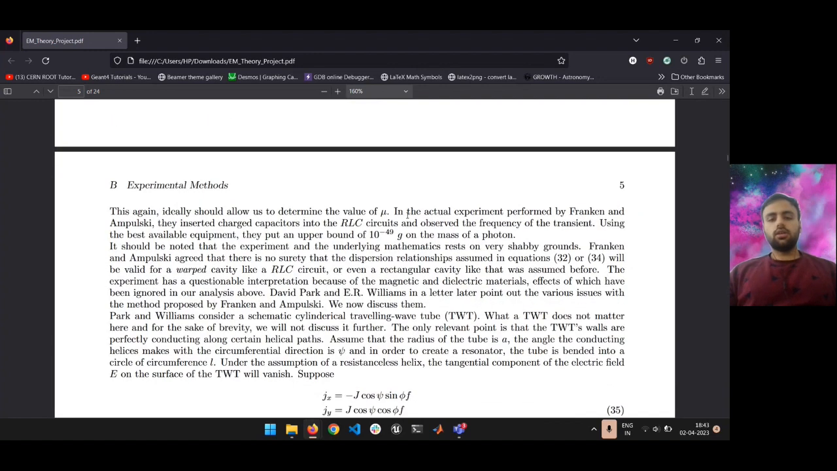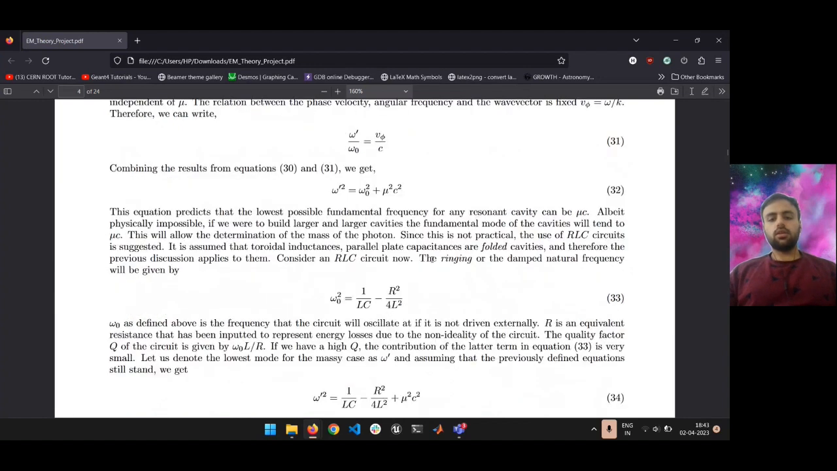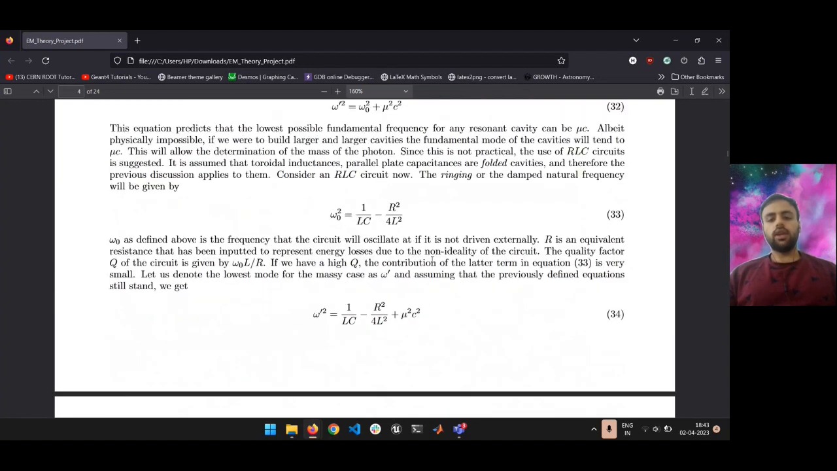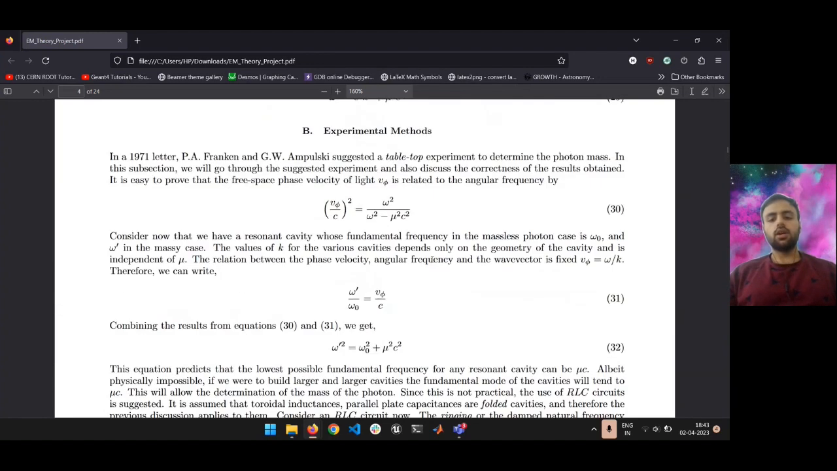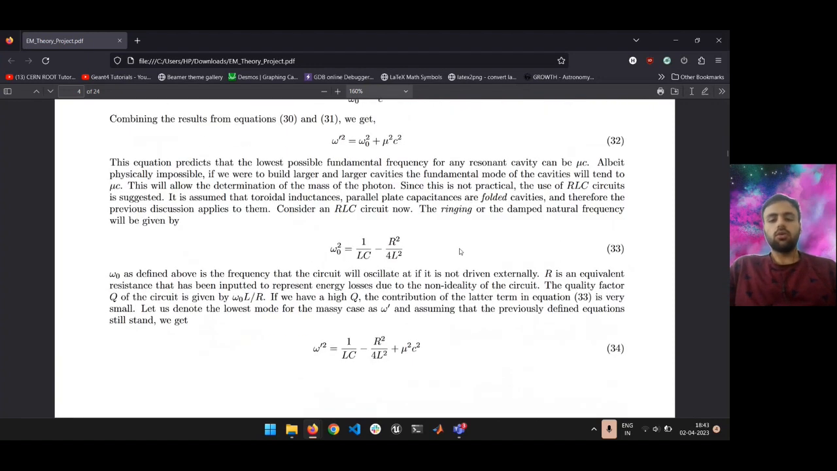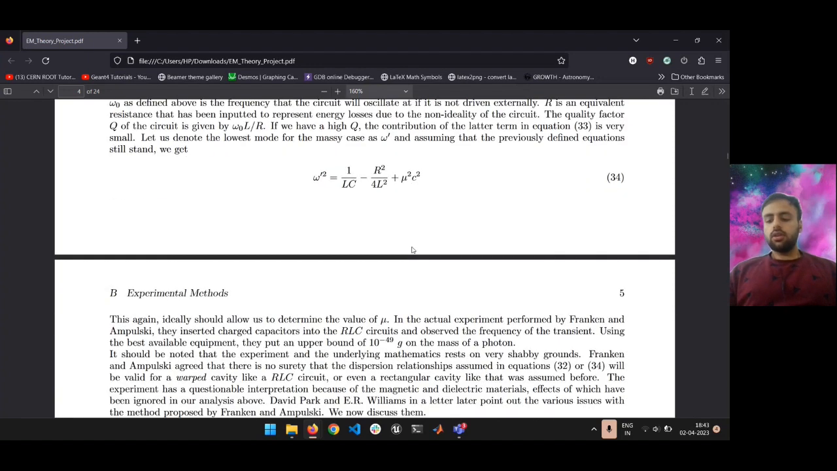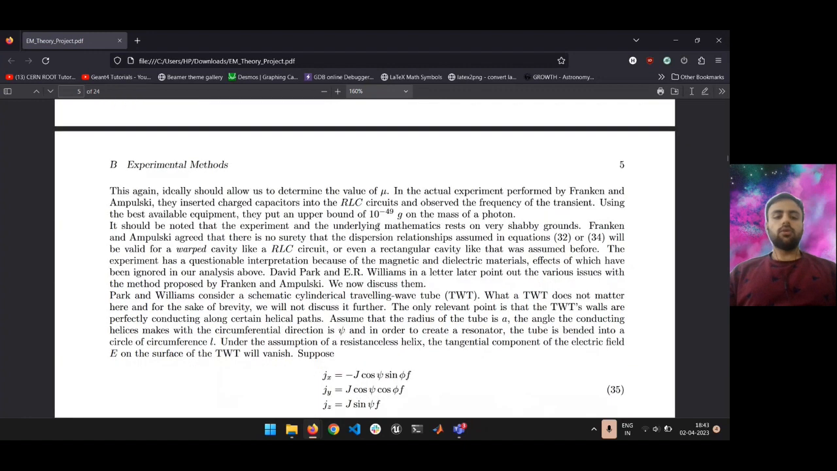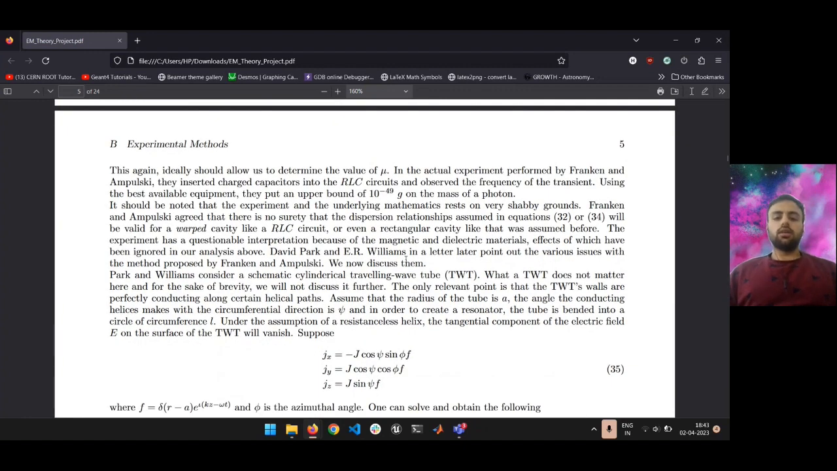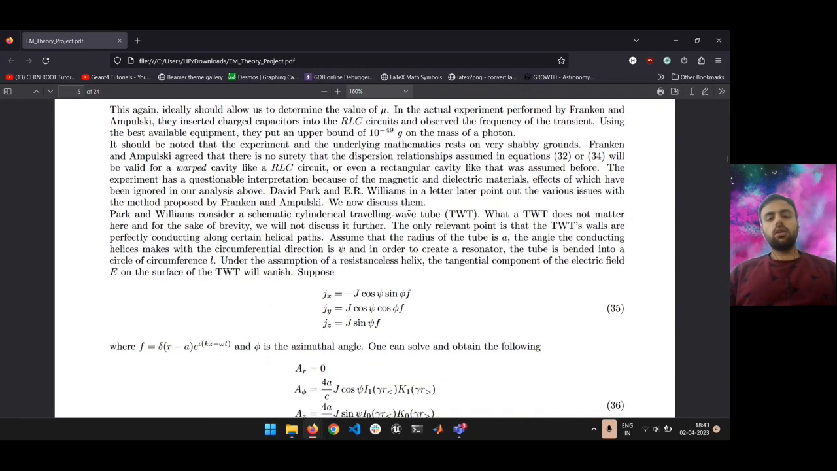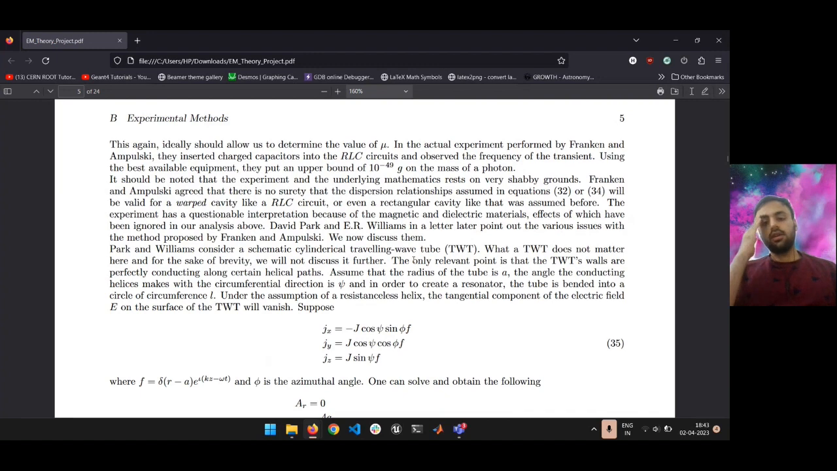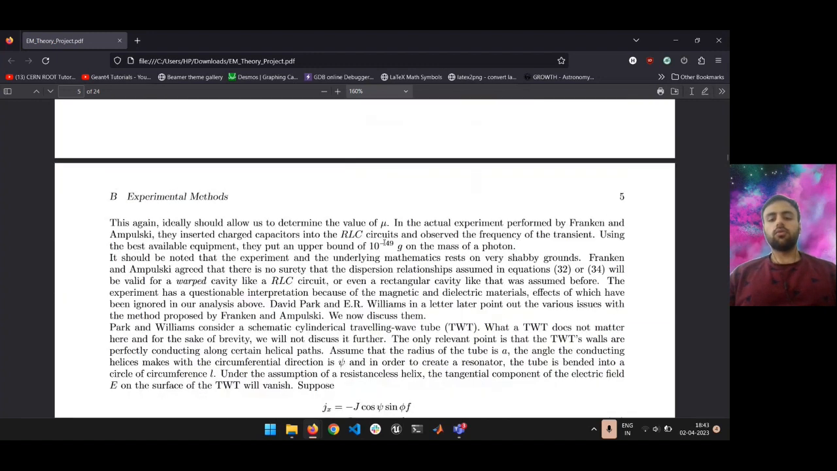But if you think about it, the assumptions aren't very thorough, or they are on very shabby ground. They just assumed that this should stand to, this should stand to, this probably stands to, and that actually results in problems. This is highlighted by David Park and E. R. Williams in a later paper. Also, they haven't really talked about how the magnetic and dielectric properties of the materials vary and how that will have an impact on this measurement of mu.